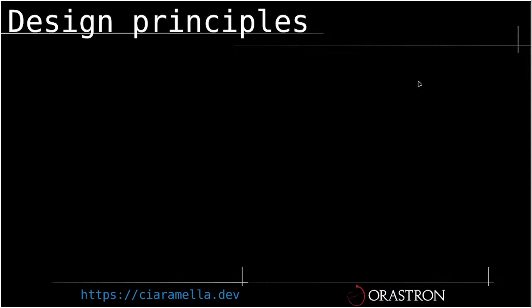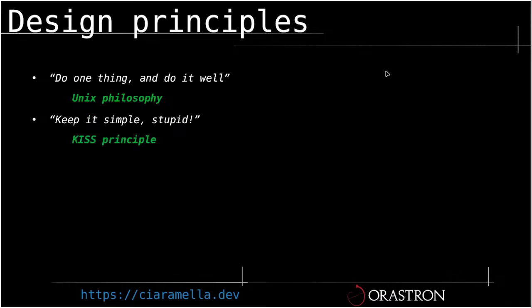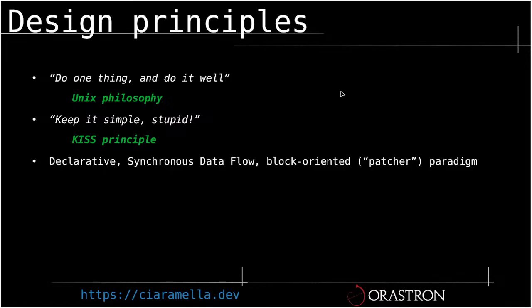We don't care. So, what are the design principles that we follow in developing the language? Well, the first one is the Unix philosophy, which has worked well for Unix at least. That is, we want to do one thing and do it well, and we want to keep things as simple as possible. So we follow the so-called KISS principle.